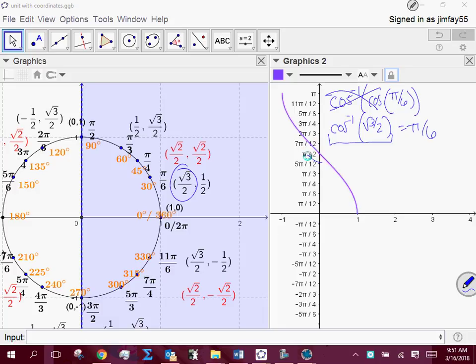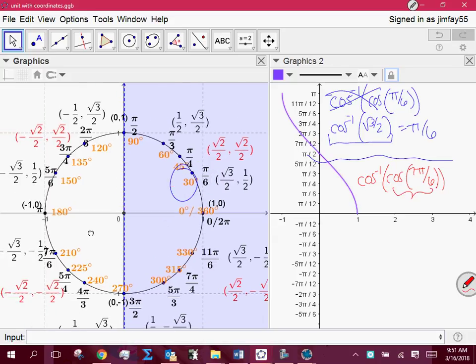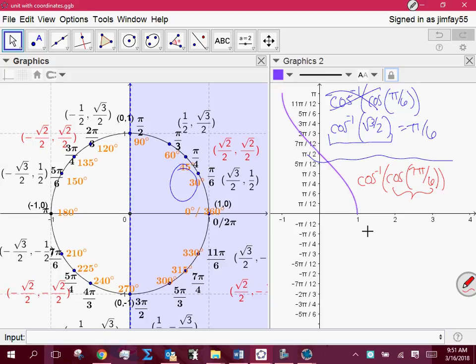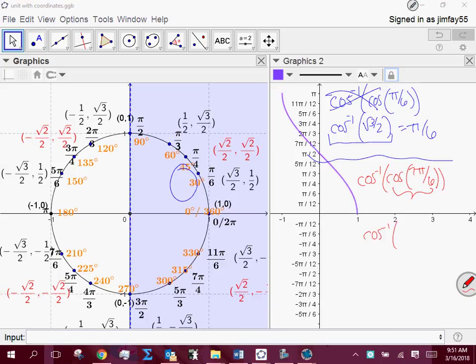So there we see a situation where those canceled, right? But let's see a situation where they don't cancel. If I go cosine inverse of cosine of, let's say, 7 pi over 6. What's the cosine of 7 pi over 6? So I get negative radical 3 over 2, right? Okay. Now what's the cosine inverse of negative radical 3 over 2?